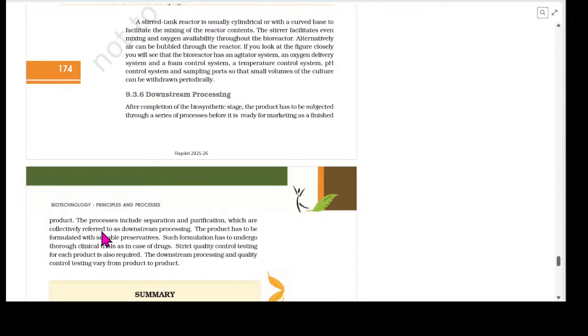The product has to be formulated with suitable preservatives. Such formulation has to undergo clinical trials as in case of drugs. Strict quality control testing for each of the product is required. The downstream processing and quality control testing vary from product to product.